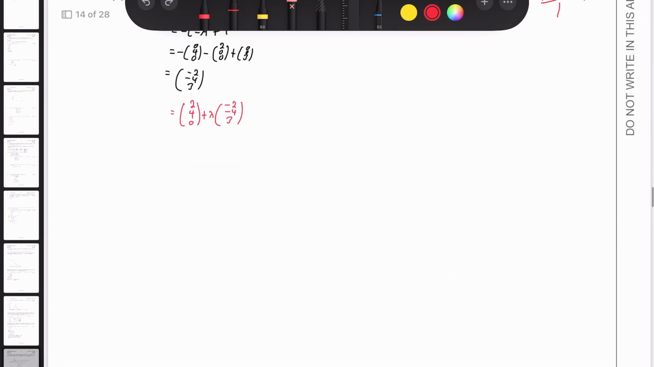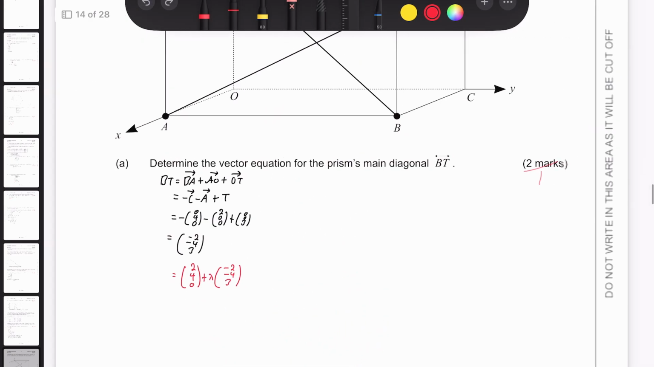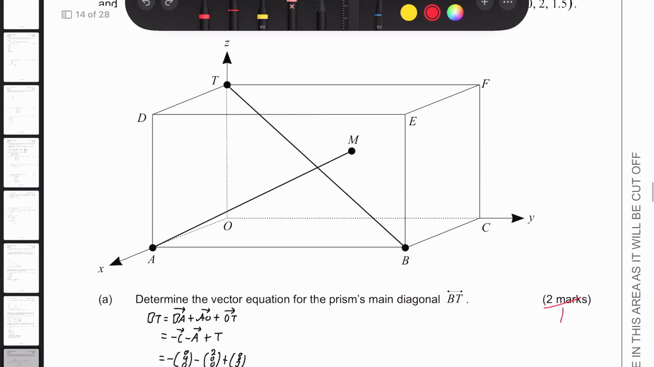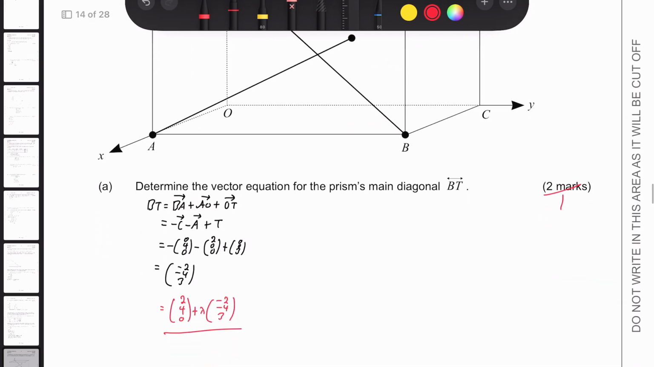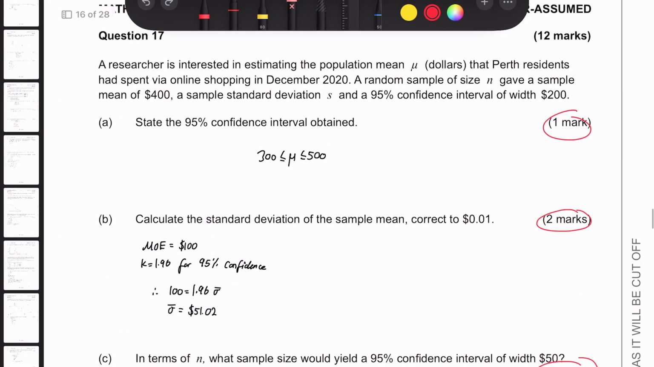It was pretty well done. This they actually wanted me to include where it starts from and then say it's a lambda, like it's a line. I just thought that b to t, like what vector is that, rather than giving it as a line equation. So alright, I lost a mark there.